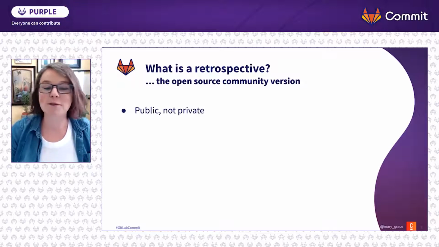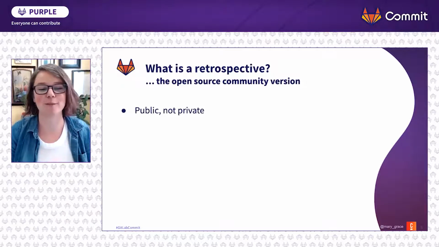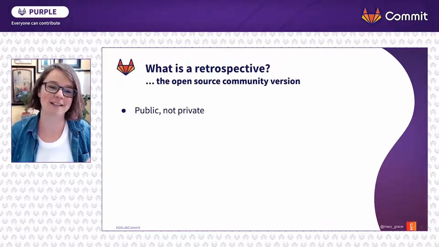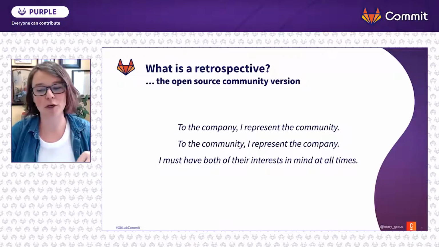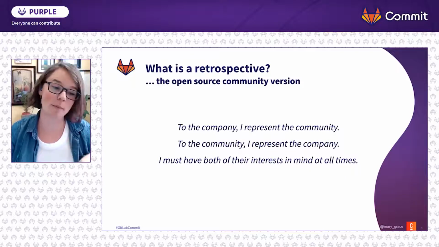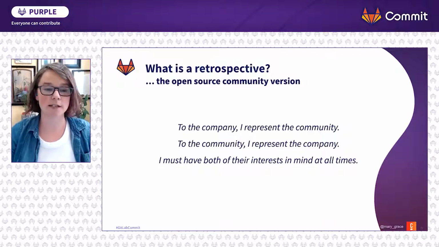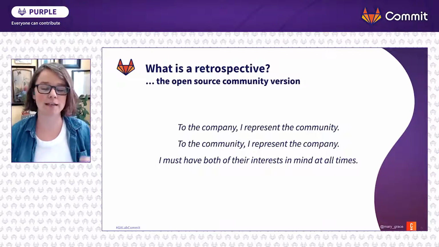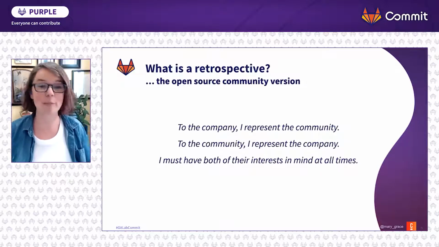But it can also lead to sometimes very uncomfortable situations, which requires this mantra that I use for developer relations, maybe even more often than usual. And this mantra is, to the company, I represent the community. To the community, I represent the company. I must have both of their interests in mind at all times. And when you're holding these public conversations, you have to keep in mind that our priority is both the community and the company, right?